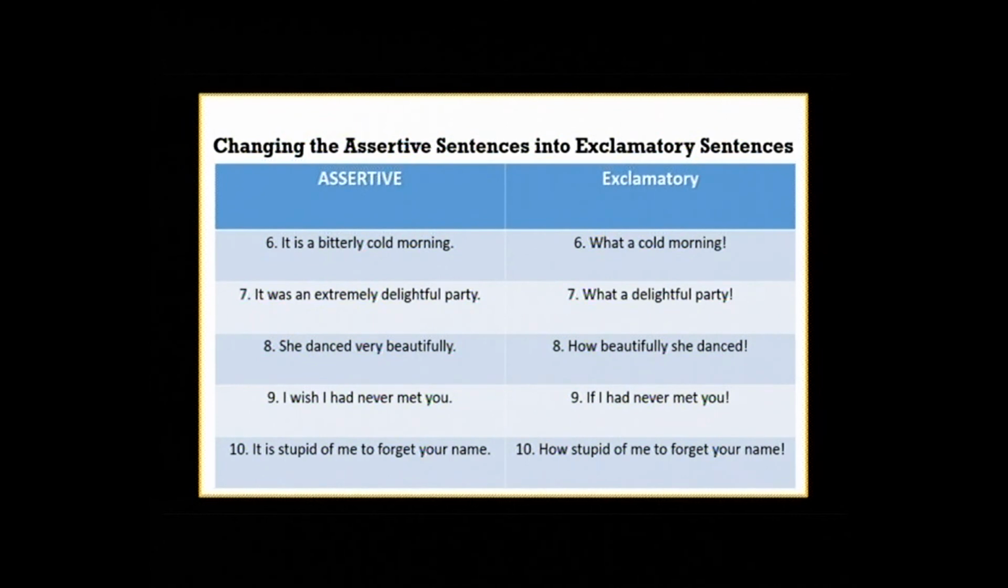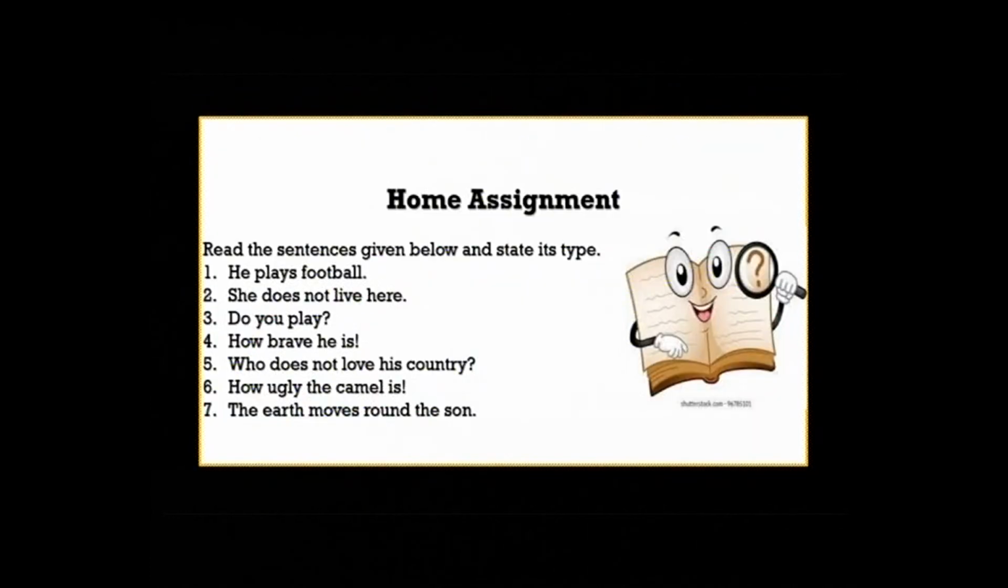Yeah? It is stupid of me to forget your name. You forget somebody's name. How would you express that you are very stupid regarding this? How would you express it? Yeah. How stupid of me to forget your name? So, these were how to change assertive sentences into exclamatory sentences.